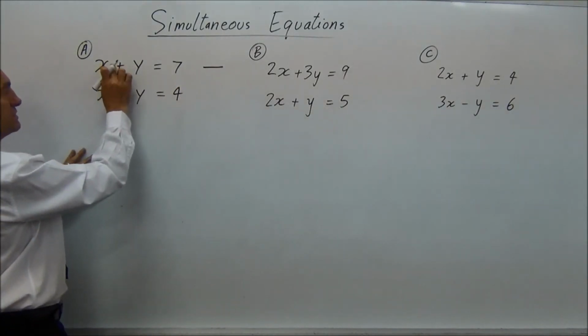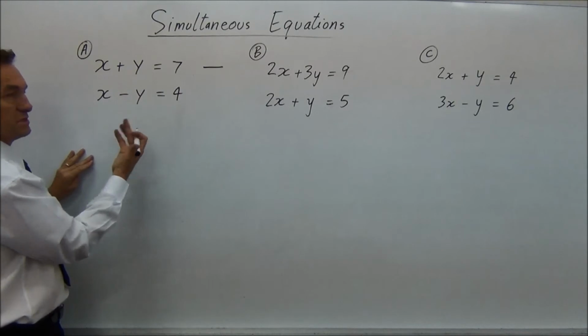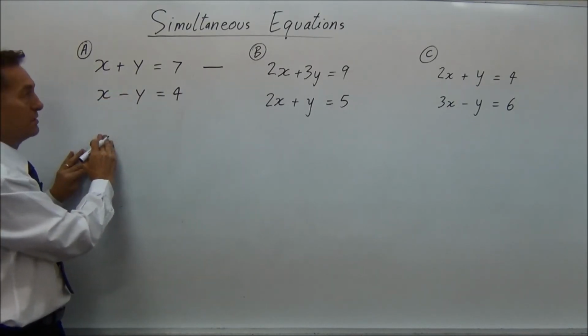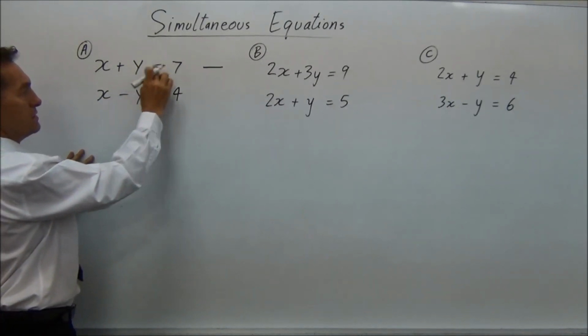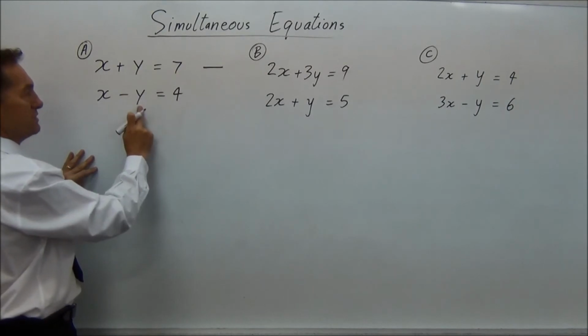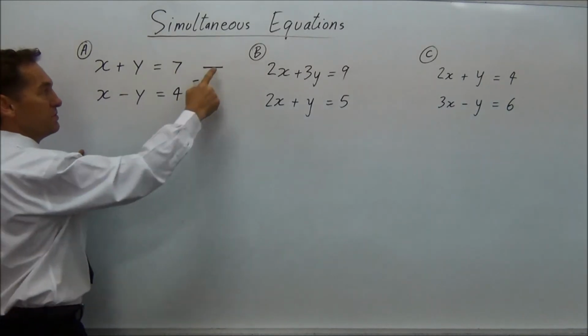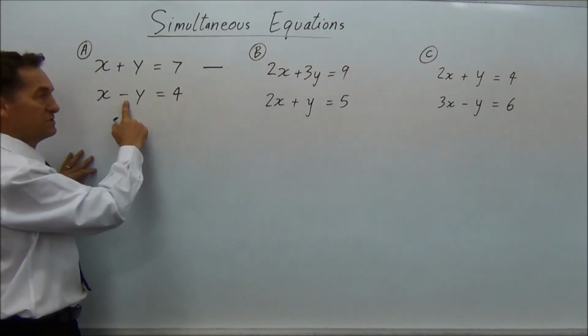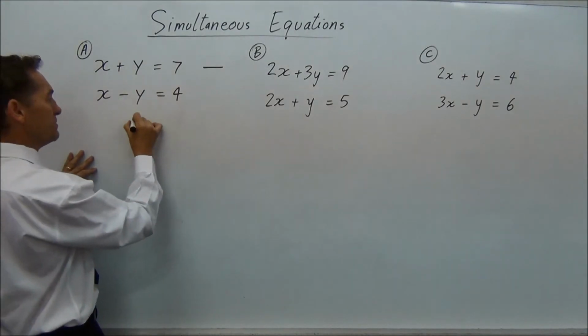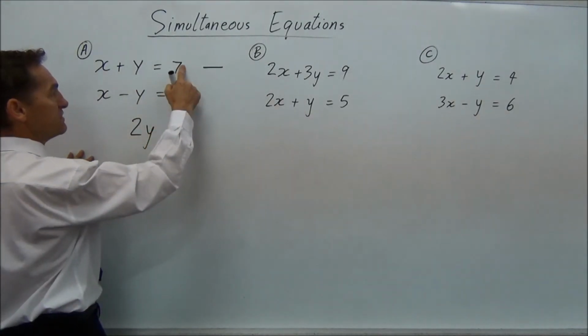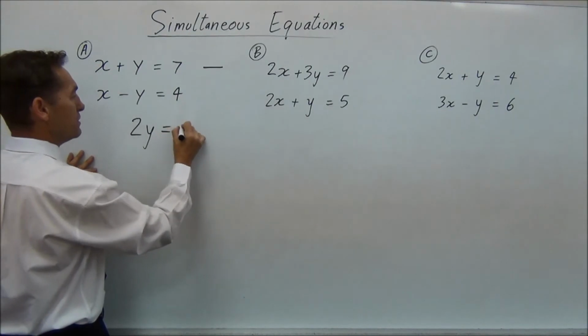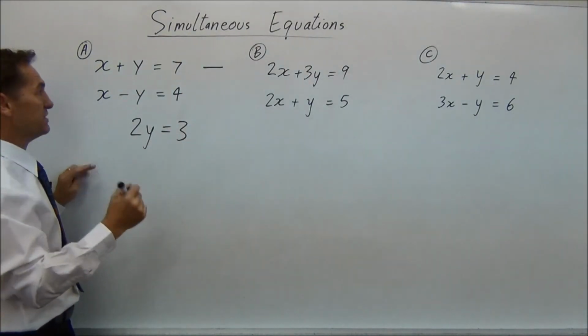So x, take away x is nothing. There's nothing there, it's gone. Okay, y minus y is 2y because a minus right next to another minus is a plus. So we end up with 2y, 7 take away 4 is 3.